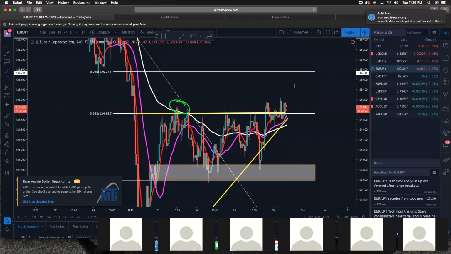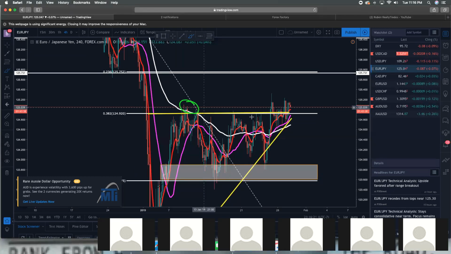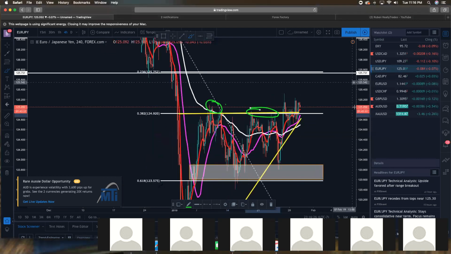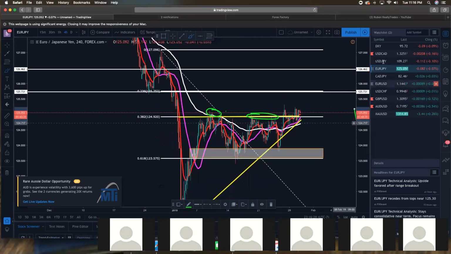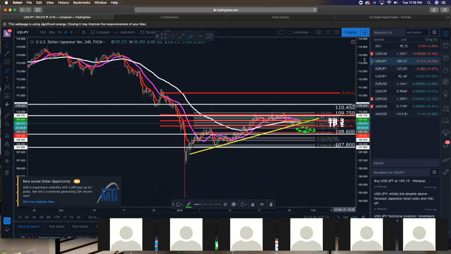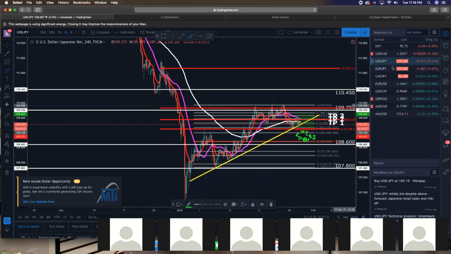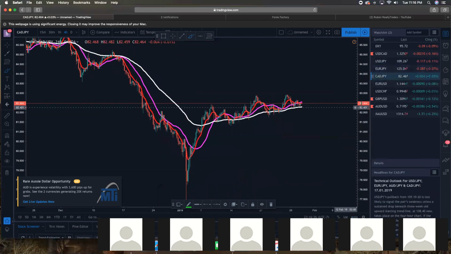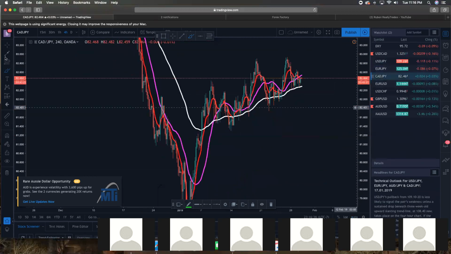Like I said, we just got to see what these pairs do. We already broke out of all of these previous wick zones. So price is definitely testing right now just to see what it's going to do. But I do think that we're going to see the same setup as UJ, where it's going to be buys. USDCAD, it's kind of looking the same way.